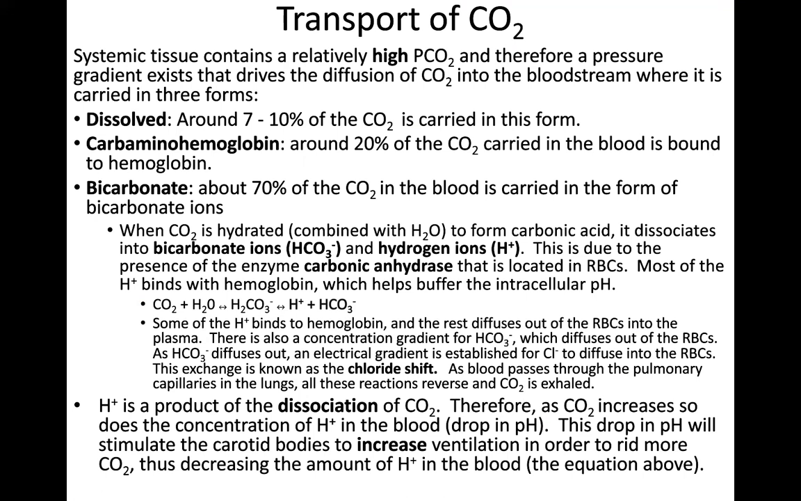It becomes acidic. Remember, hydrogen ions are always associated with acids. And since hydrogen ion is a product of the dissociation of carbon dioxide, as CO2 increases, so does the concentration of hydrogen ions in our blood, which results in a drop in pH. And in just a couple of slides, we're going to talk about how this drop in pH will stimulate what we call the carotid bodies, which triggers increases in ventilation to rid more CO2, which thus helps us decrease the amount of hydrogen ions in our blood.